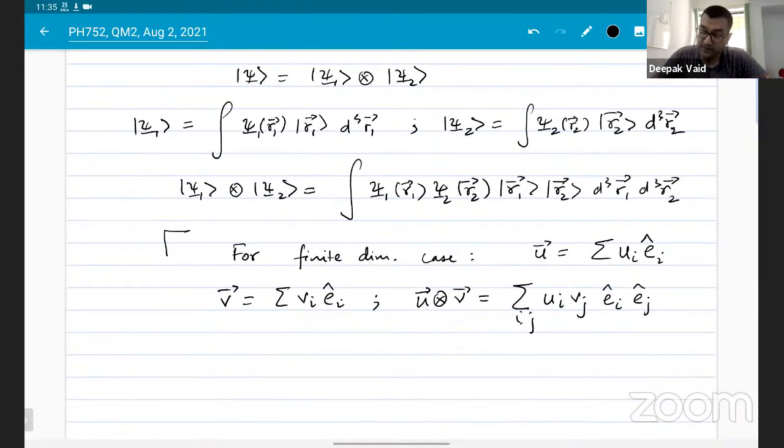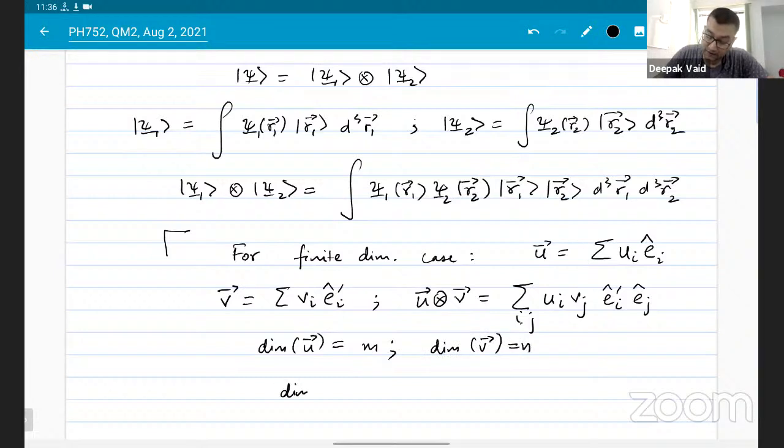So what is the basis? What are the basis vectors of this tensor product space? The tensor product space has the basis. First of all, if the dimensionality of U is, so I'll put a prime over here because they can be different dimensionality. If the dimensionality of U is M and the dimensionality of V is N, then what is the dimensionality of U tensor V?